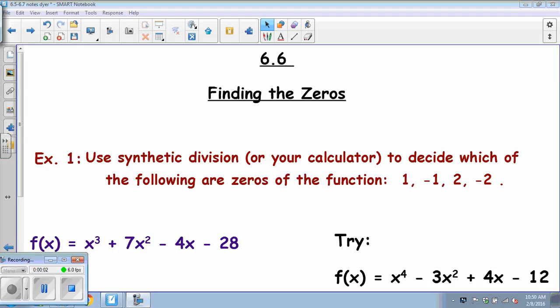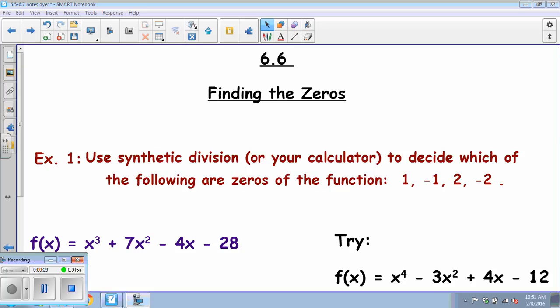So, finding the zeros. What are the zeros? What does that mean? The solutions, right? Find the solutions. And so, your first set of problems say, use synthetic division or your calculator to decide which of the following are zeros of the function. So they give us 4 possible solutions, and we have to figure out which ones of those are actual solutions.